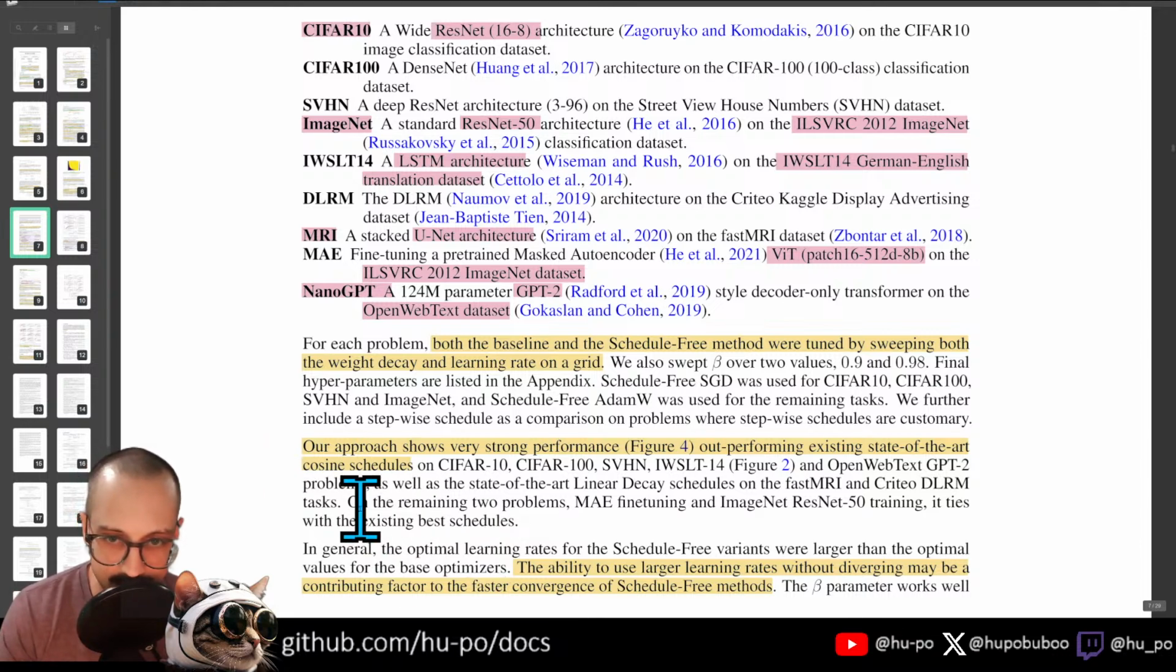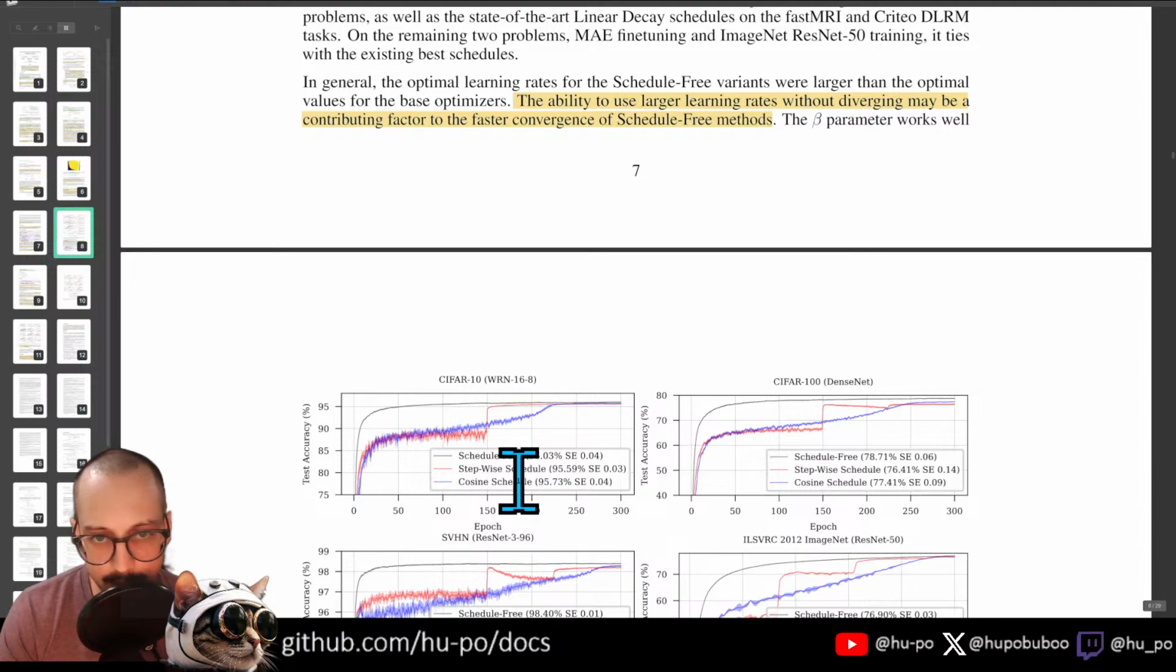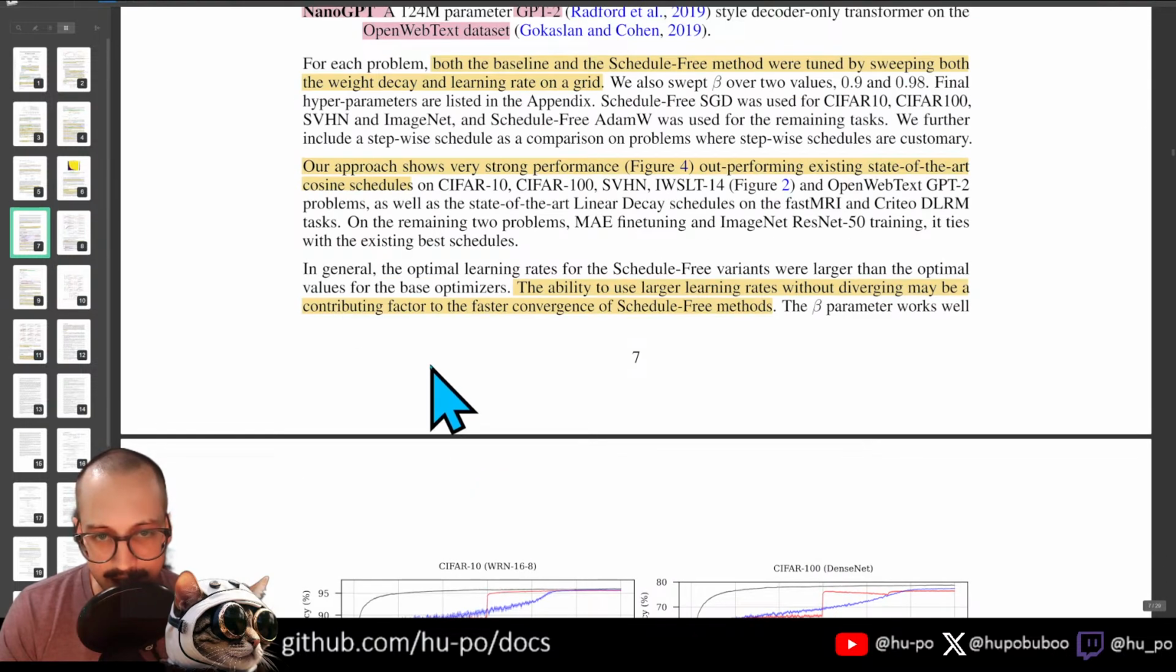Let me actually get to the results here because they are kind of okay. Very strong performance, outperforming existing state-of-the-art cosine schedules, but again, it's on very limited tests and with limited models. The ability to use larger learning rates without diverging may be contributing to the faster convergence of those schedule-free methods. So this is a little bit more interesting, right? Maybe it's just like all the other optimizers, but if you can use a large learning rate, then you can get to that point faster, right?